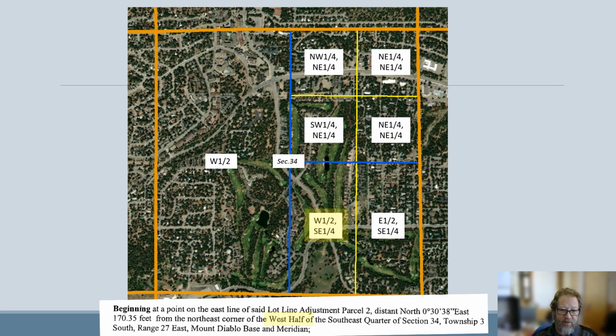Once we've identified where the southeast quarter is, we can then figure out where the west half of the southeast quarter of section 34 is. So we divide the southeast quarter in half, and we get the west half, and that's what the legal description calls for, the west half of the southeast quarter of section 34. There it is on the image, highlighted in yellow.